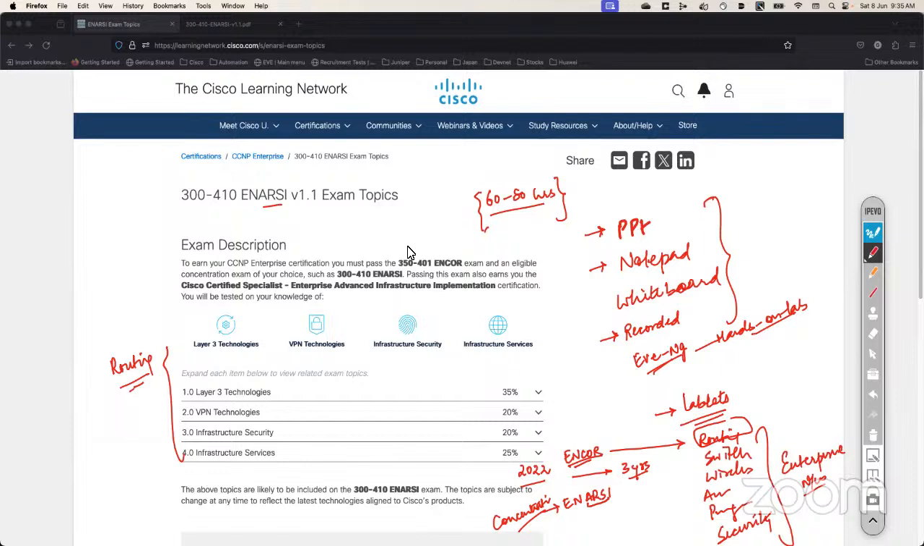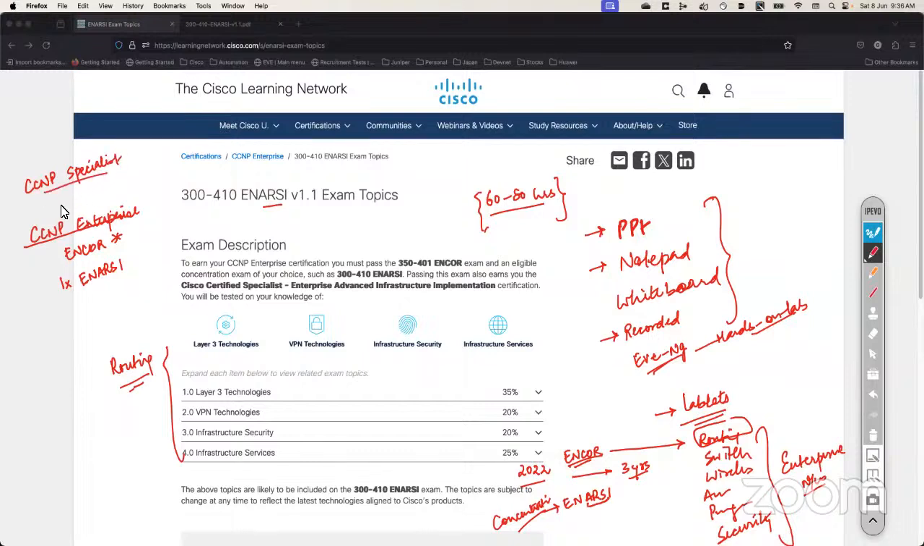Deepak has written a question: is it compulsory to have both ENCOR and NRC? Compulsory means, if you want to achieve CCNP Enterprise certification, then ENCOR is a must and at least one concentration exam. NRC is one of the concentration exams. There are a few more. So this is a must and you need one more. Then you will get CCNP Enterprise certification. Otherwise, you will only get CCNP Specialist certification.